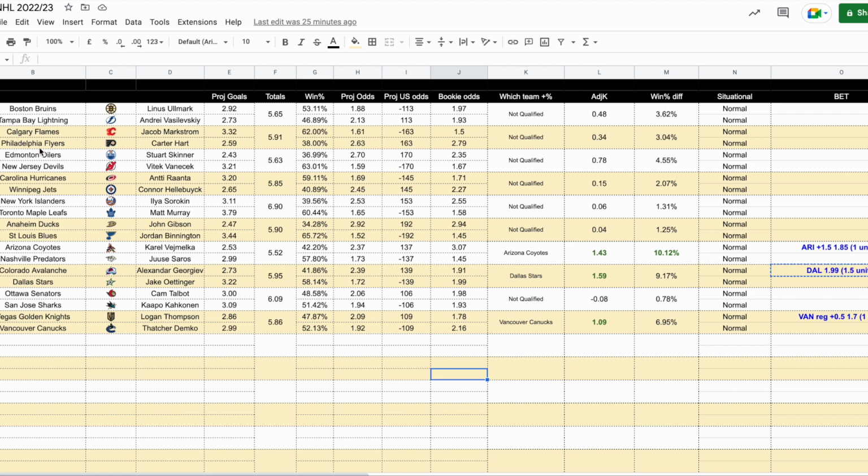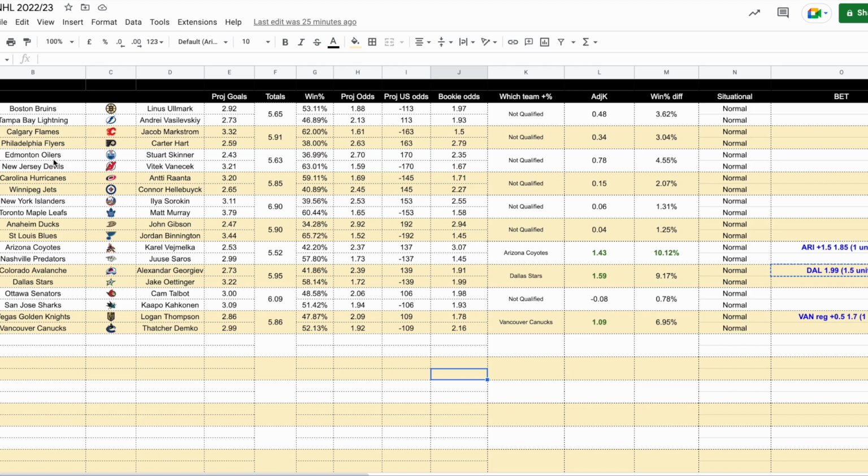Calgary Flames against Philadelphia Flyers, Jacob Markstrom, Carter Hart. Based on my projections, Calgary Flames should be minus 163 or 1.61. Bookmakers have them at 1.5, so no value in this game.